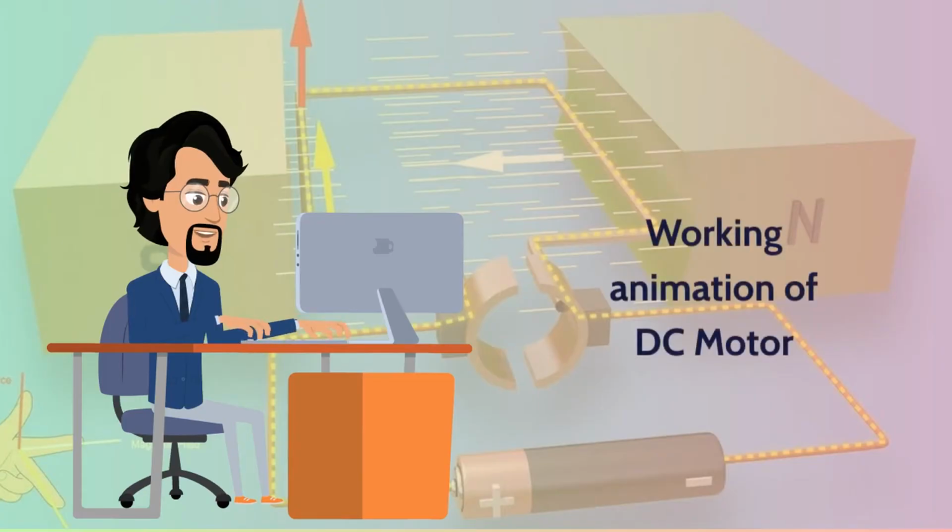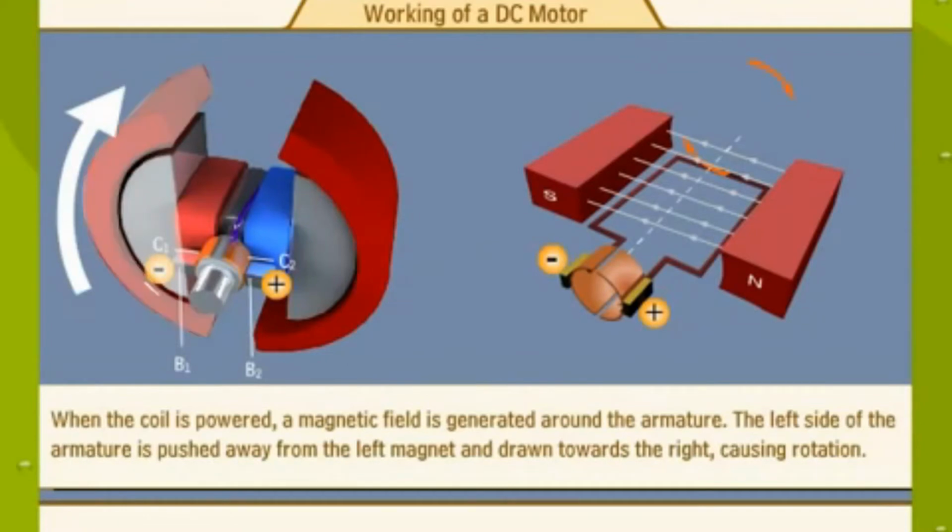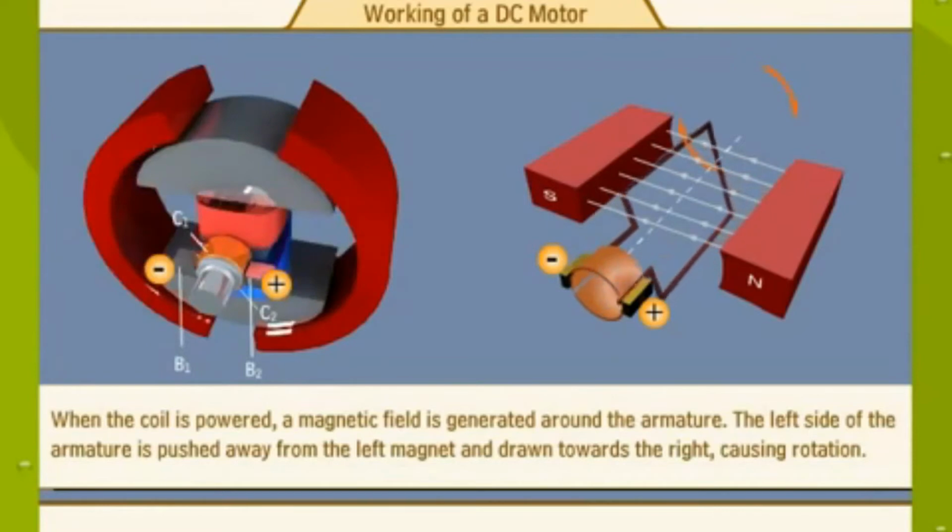Before getting to know about induction motor, let us take a look at the animation that follows, and further understand the working of a DC motor. When the coil is powered, a magnetic field is generated around the armature. The left side of the armature is pushed away from the left magnet and drawn towards the right, causing rotation.